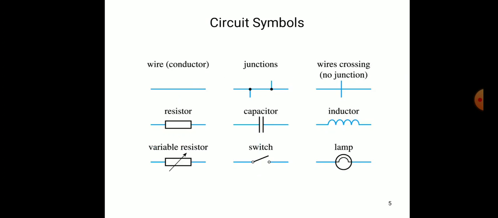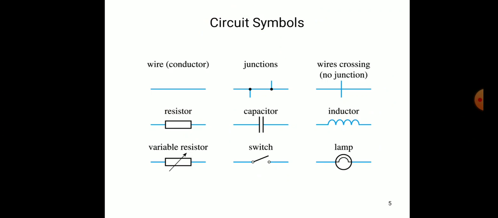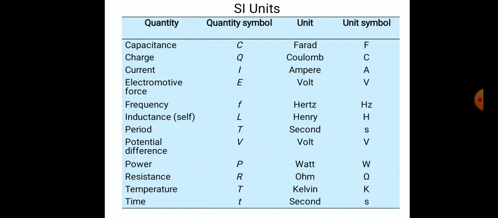Switch. Next, lamp is there. Circuit symbols, you can see other symbols are there. A battery representation, how it is a battery, and AC battery, simple battery, voltage source, ammeter, voltmeter, ground. These are the representations for the circuit symbols.